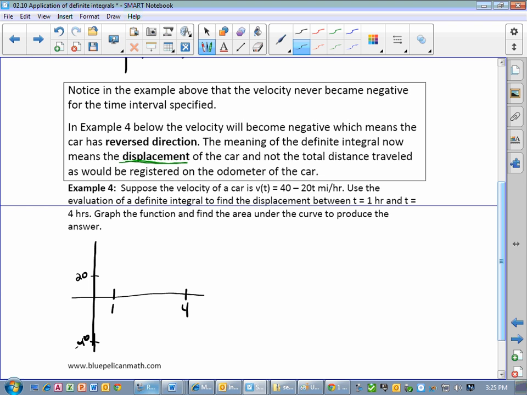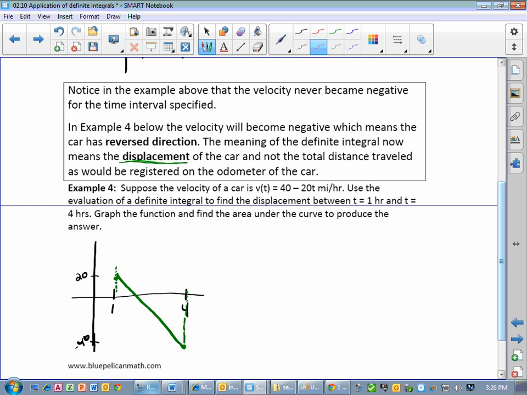Now I'm not really concerned with scale here. I just want to represent the figure as accurately as I can, but I'm not super concerned with scale. So at 1 we get 20. At 4 we get negative 40. And this is another linear function, so we know it's just a nice straight line in between. And so it's bounded by t equals 1 and t equals 4.